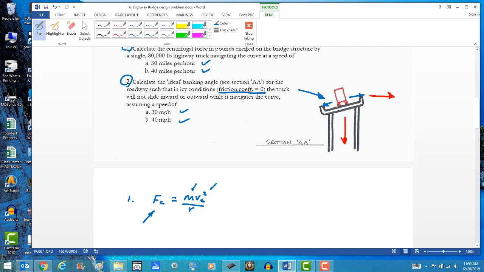Velocity is given in miles per hour, so we're going to need to convert that into feet per second. And the radius we're given in the problem. So step one, in order to figure out the mass of the truck, we use Newton's second law and rearrange it like that. We put 80,000 pounds up top and 32 feet per second squared in the denominator, which is the acceleration of gravity in the US system, and we solve for that. That's going to give us an answer in slugs.